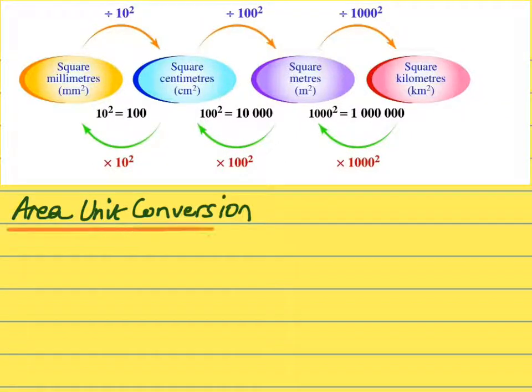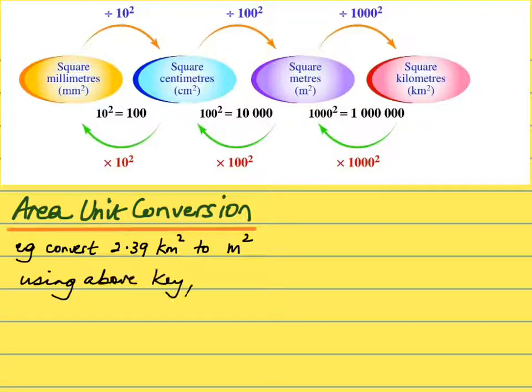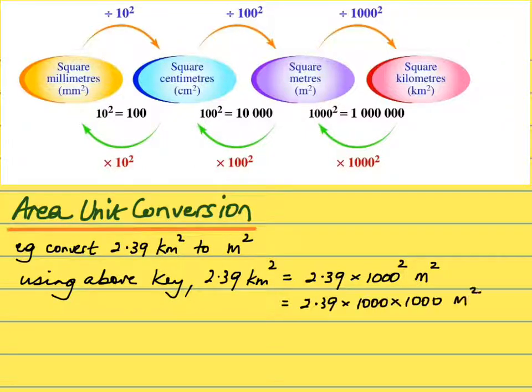Right, area unit conversion, and what do we want to do? Well, we're going to convert 2.39 kilometres squared into metre squared. I can smell a fairly large number coming up here. Let me show you how to do it. We just use the key. We start off with what we've got, and we say, looking at the key, to get from kilometres squared, which is on the extreme right hand side, to the left to square metres, it looks like we've got to multiply by 1,000 squared. Okay, now that means 1,000 times 1,000.